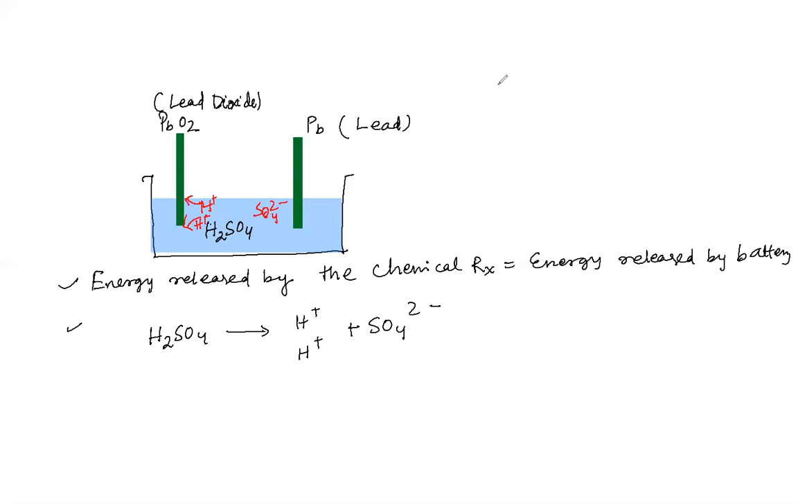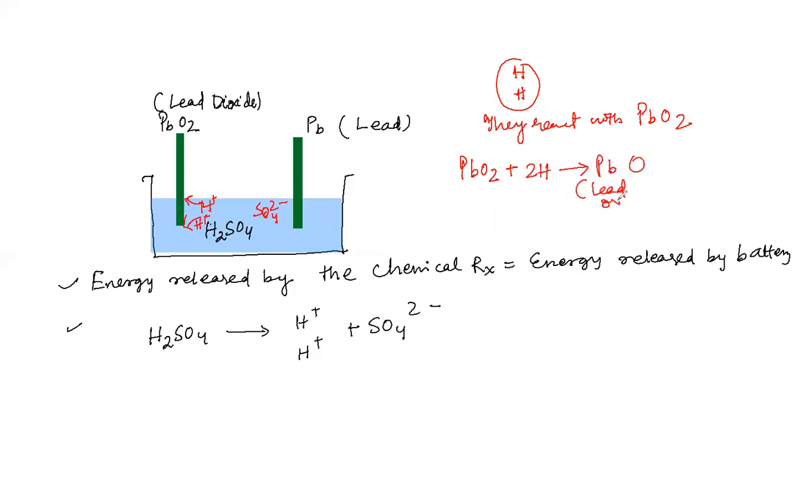When they receive electrons from the lead dioxide, they form nascent hydrogen atoms. These nascent hydrogen atoms are highly reactive and they react with lead dioxide. This chemical reaction tells you that lead dioxide plus 2H forms PbO, the lead oxide, plus 1 water.